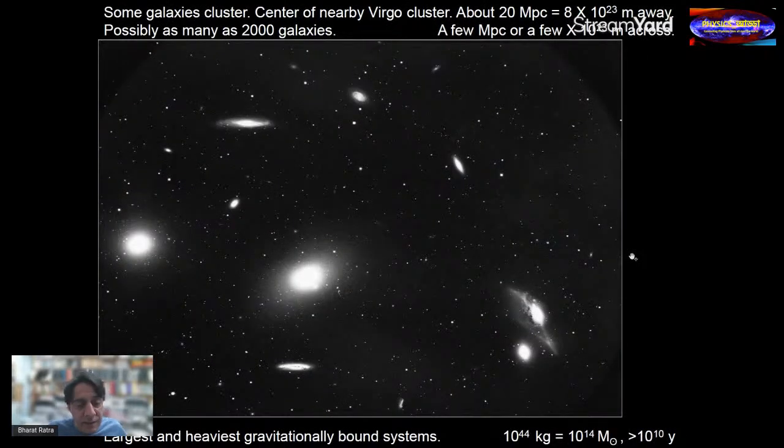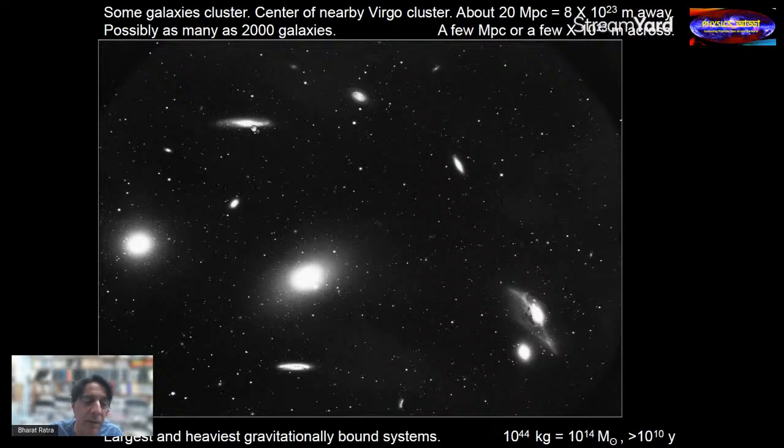So there are two kinds of galaxies. I mean, they're somewhat similar to humans. There are galaxies that like to live by themselves, and then there are galaxies that like to be near other galaxies. And when you get galaxies close together, they start pulling on each other gravitationally, and they form a bigger object, which is called a cluster of galaxies. And we're looking at the center of the nearby Virgo cluster here.